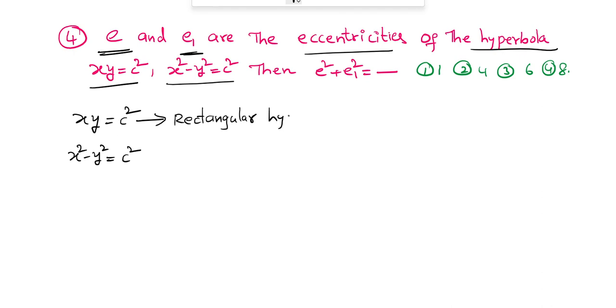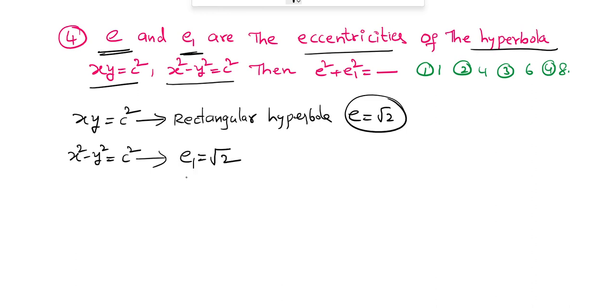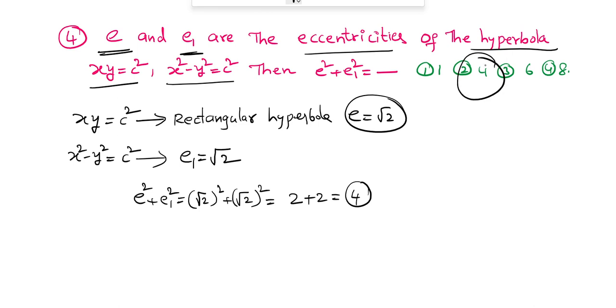Rectangular hyperbola. For a rectangular hyperbola, eccentricity E is equal to root 2. And this is also a rectangular hyperbola, so E1 is equal to root 2. Now we find E square plus E1 square. That is root 2 whole square plus root 2 whole square, which is 2 plus 2, equal to 4. So the second option is the correct answer.